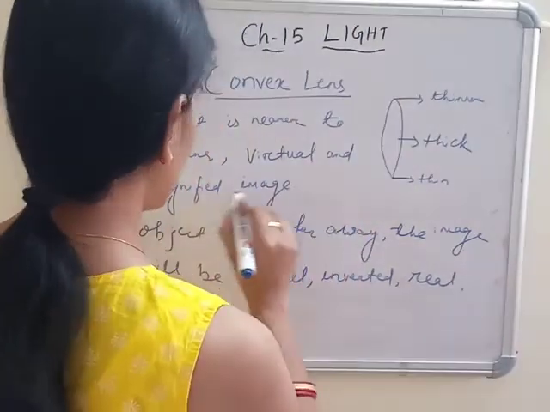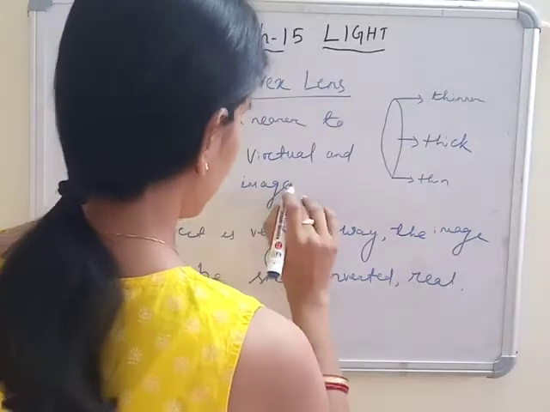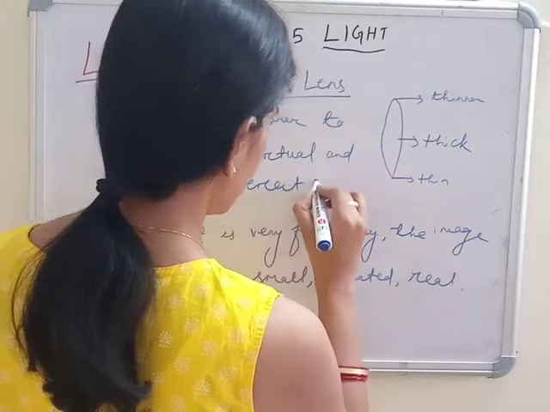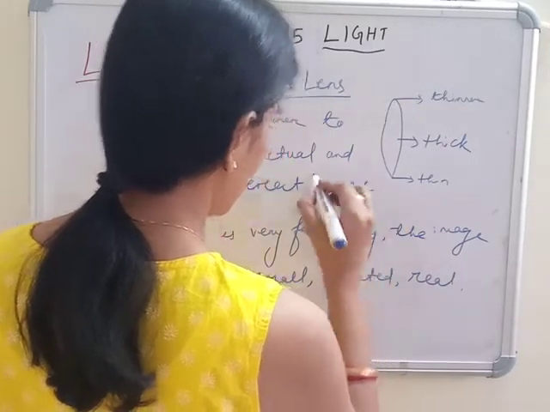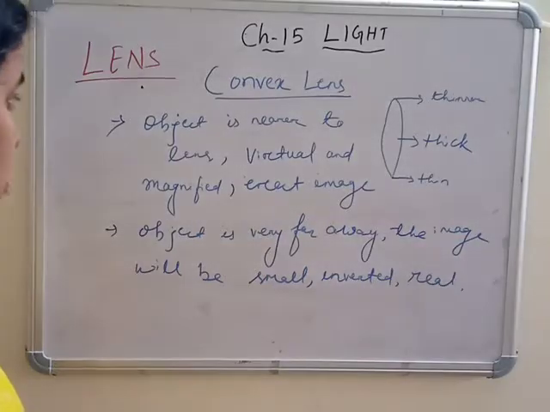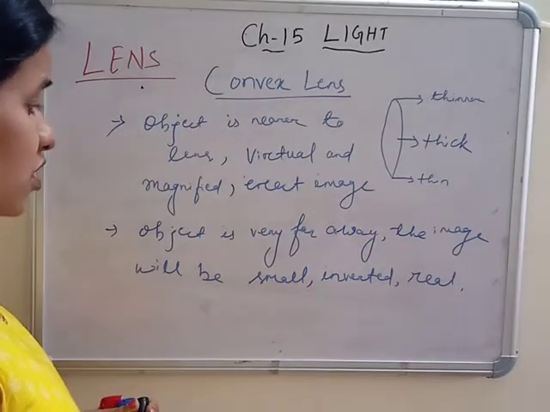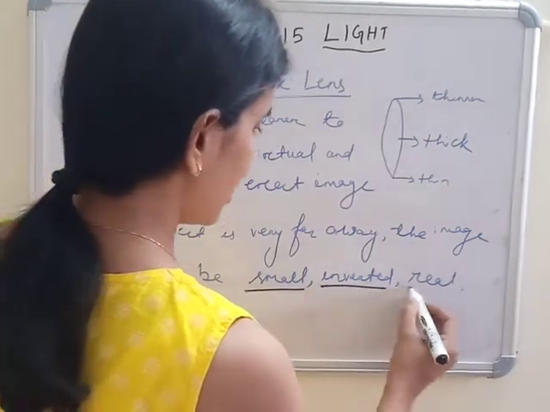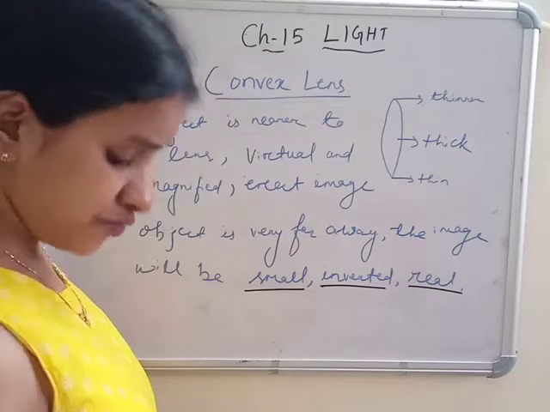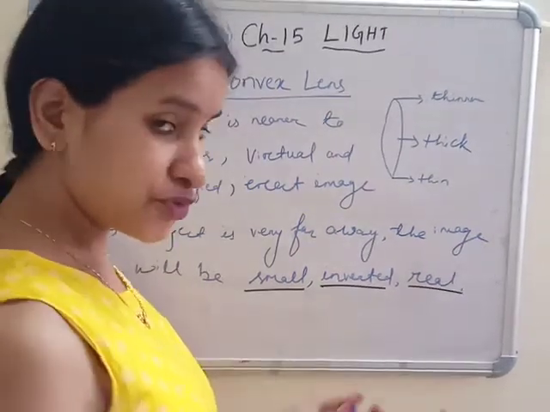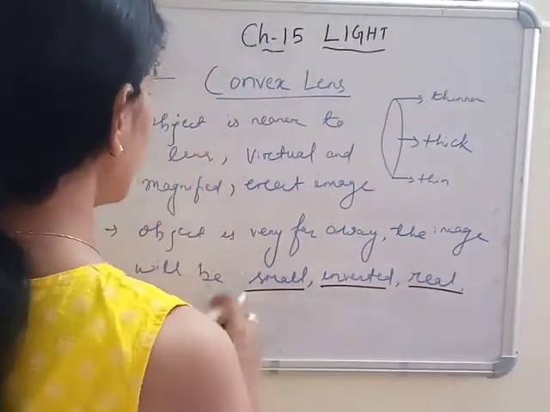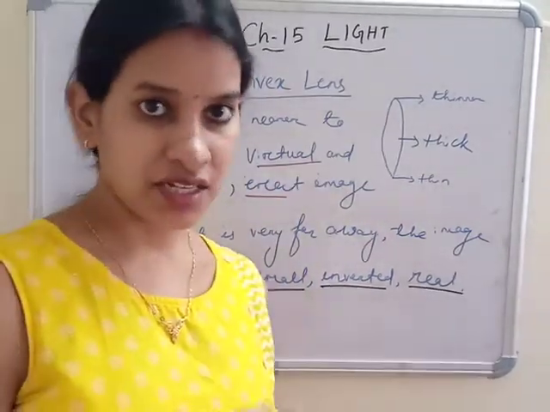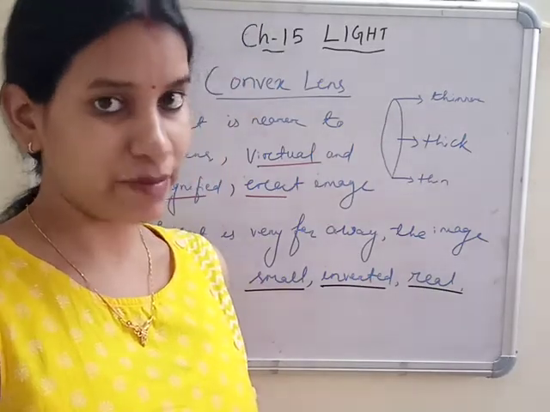The other case is virtual, magnified, and erect image. If the object is away from the lens, the image will be small, inverted, and real. And if the object is nearer to the lens, the image will be magnified, erect, and virtual. So depending on the position of the object, the lens will produce different image characteristics.